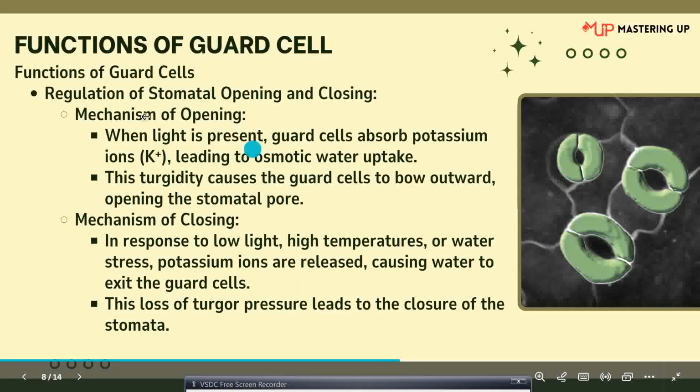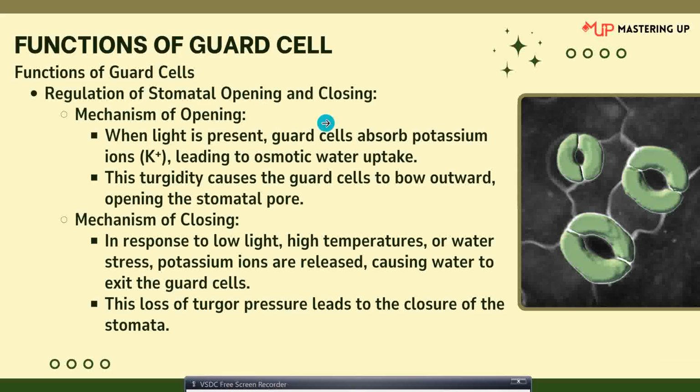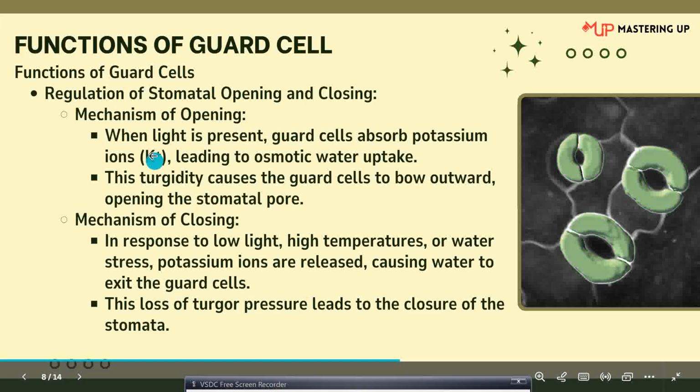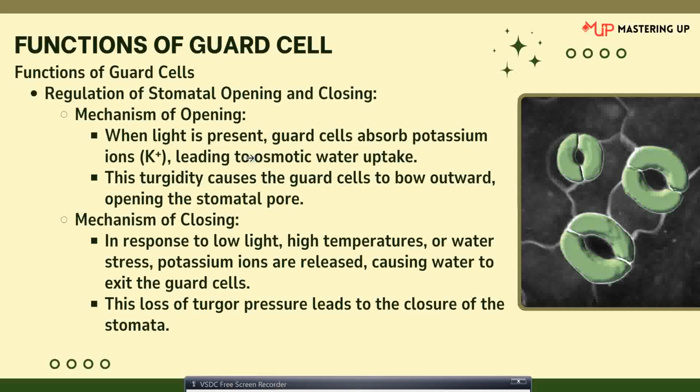Now coming to the function of guard cell: regulation of stomatal opening and closing. The basic function of the guard cell is to regulate the stomatal opening and closing. So let's start with the mechanism of opening and closing. When light is present, during the daytime, the guard cell absorbs potassium ions, leading to osmotic water uptake. So water will get into the plant, and this water will get into the guard cell.